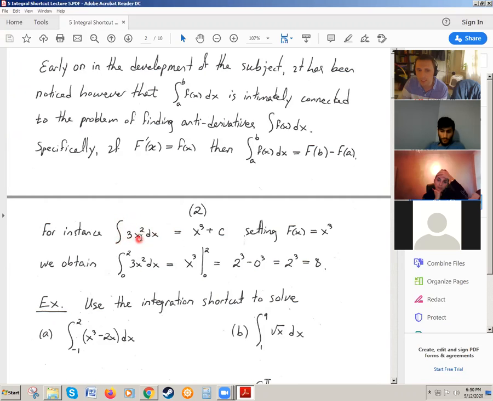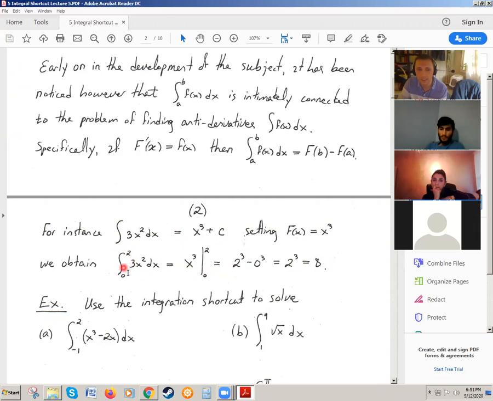The reason we use the same notation is that those two things are related. If I'm able to find an antiderivative, in this case x cubed plus c, I just take one instance of it. Any antiderivative will work, so I take x cubed. Then I evaluate x cubed at 2 and subtract x cubed at 0. So it's 2 cubed minus 0 cubed, and again I get 8. You with me, guys? Not that bad.